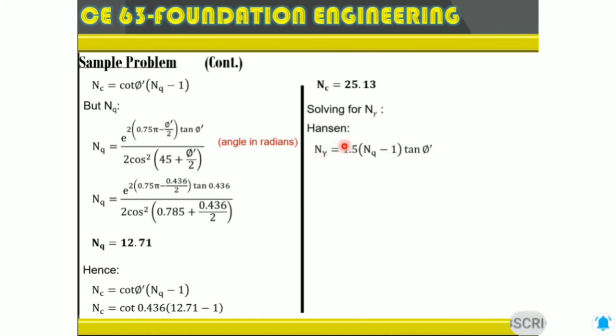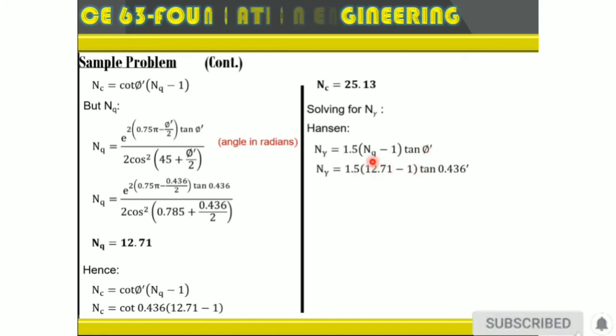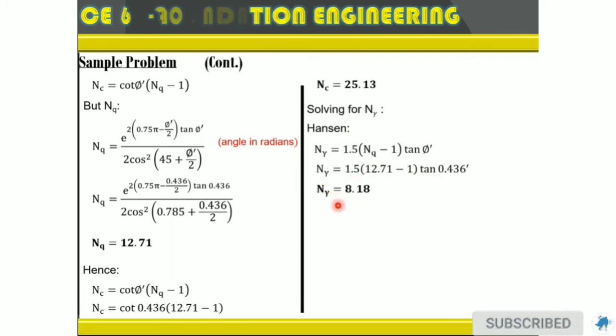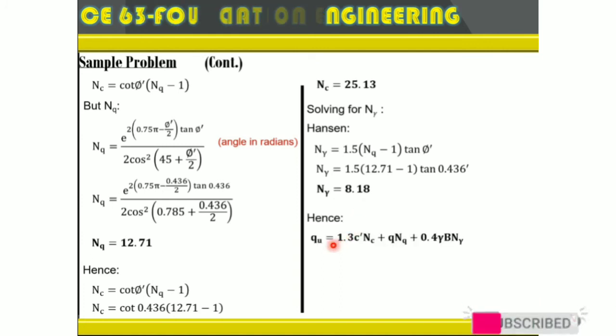But in this case, I'm just using the Hansen, and we use this 1.5 times (Nq minus 1) times tangent phi. Again, your phi prime is in radians. So by substituting the calculated values here, you can get the value of your bearing capacity factor N unit weight of 8.18.